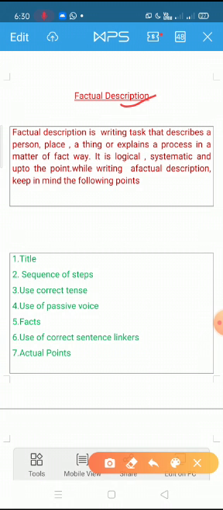Factual description is a writing task in which you describe a person, place or thing, or explain a process in a matter of fact way. It is logical, systematic and up to the point. While writing a factual description, keep in your mind the following points.